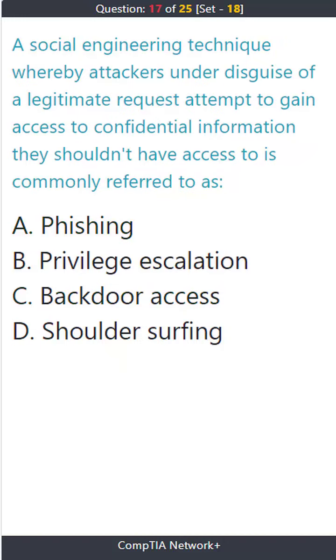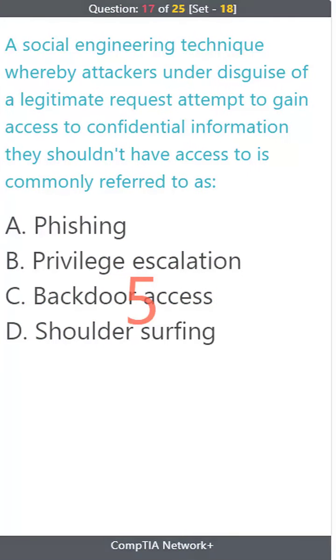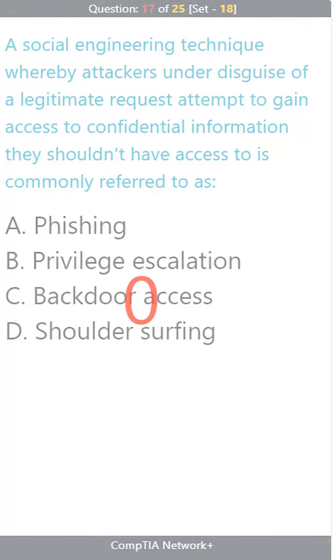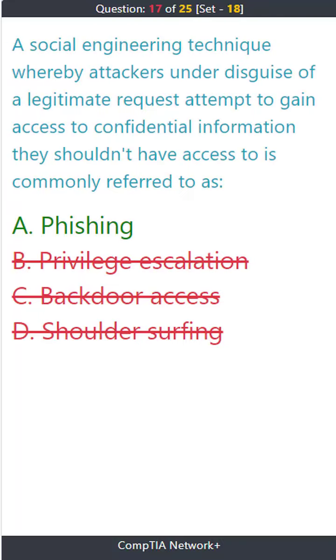Question 17. A social engineering technique whereby attackers, under the disguise of a legitimate request, attempt to gain access to confidential information they shouldn't have access to is commonly referred to as: A. Phishing. B. Privilege escalation. C. Backdoor access. D. Shoulder surfing. The correct answer is A. Phishing.